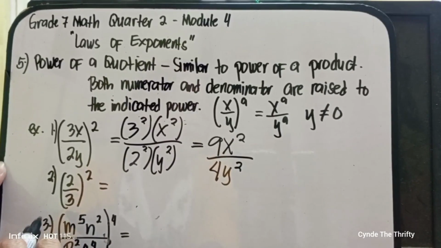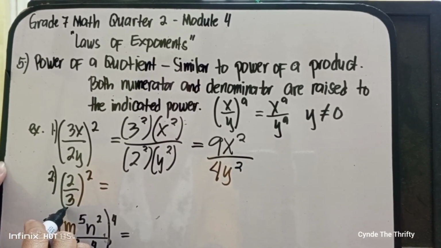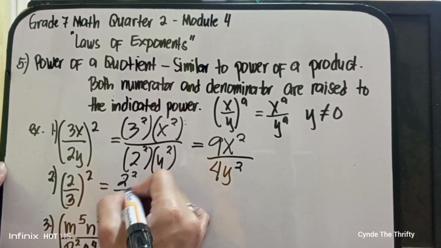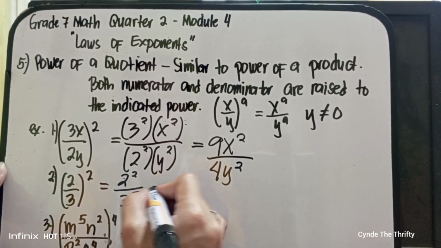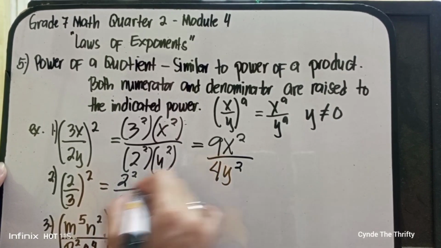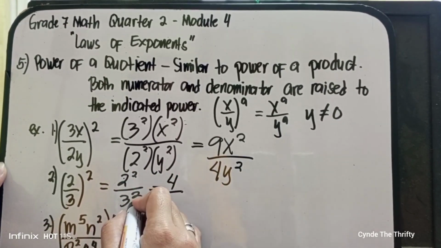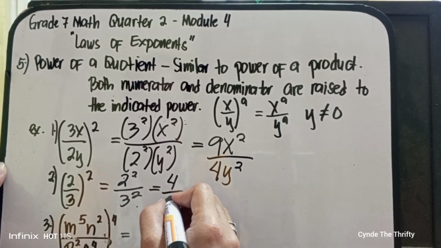Another example, 2 divided by 3, squared. So, 2 squared over 3 squared. So 2 squared is equal to 2 times 2, so that is 4. And 3 squared, that is 3 times 3 is equal to 9.